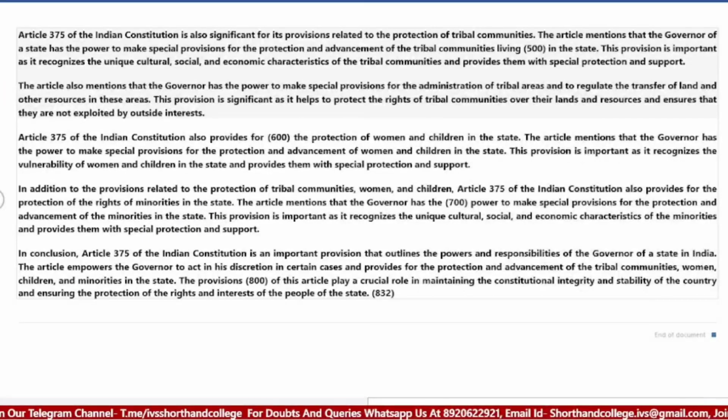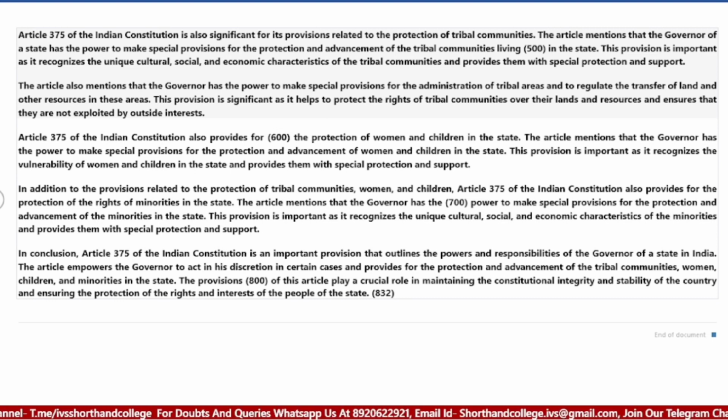Article 375 of the Indian Constitution is also significant for its provisions related to the protection of tribal communities. The article mentions that the governor of a state has the power to make special provisions for the protection and advancement of the tribal communities living in the state. The provision is important as it recognizes the unique cultural, social, and economic characteristics of the tribal communities and provides them with special protection and support.